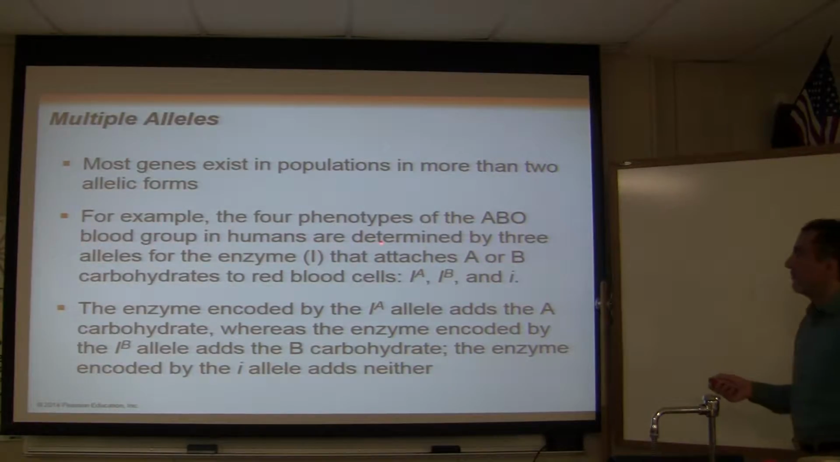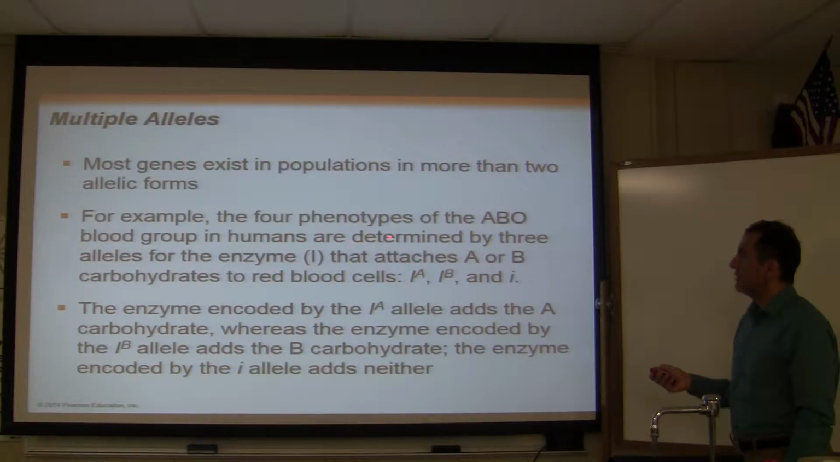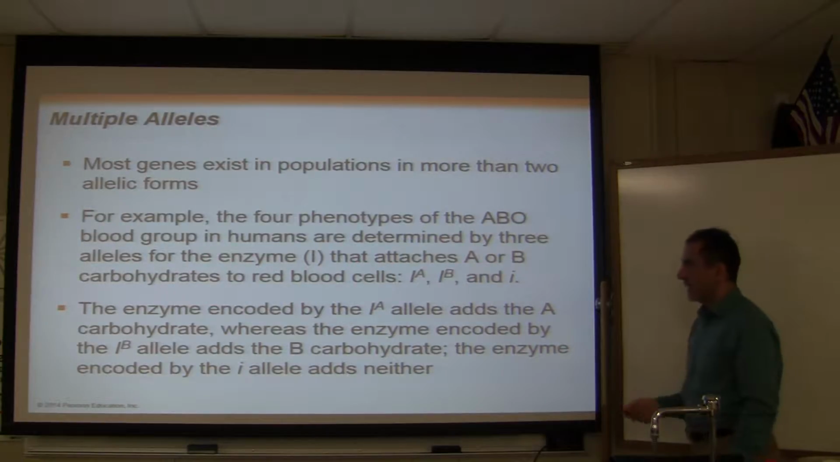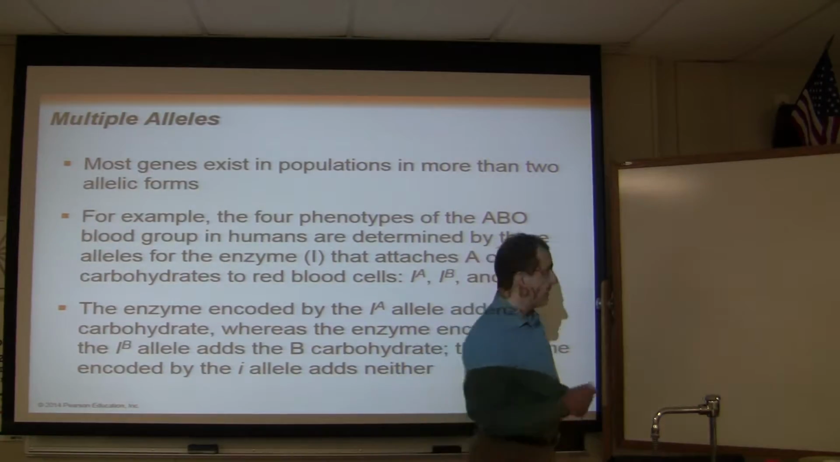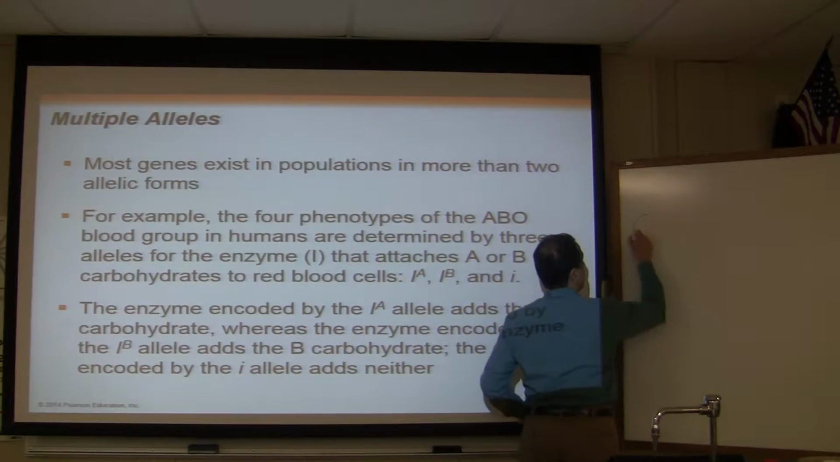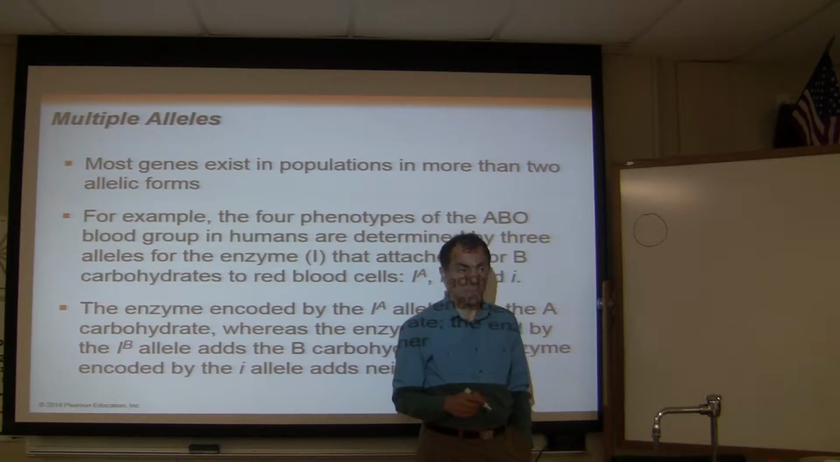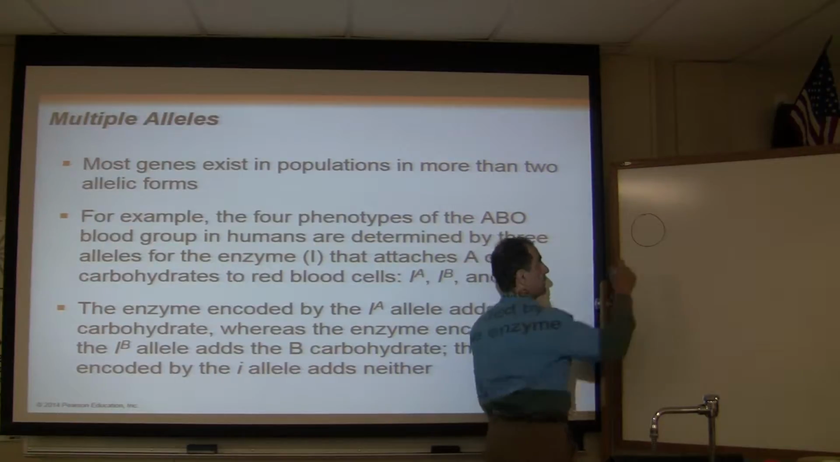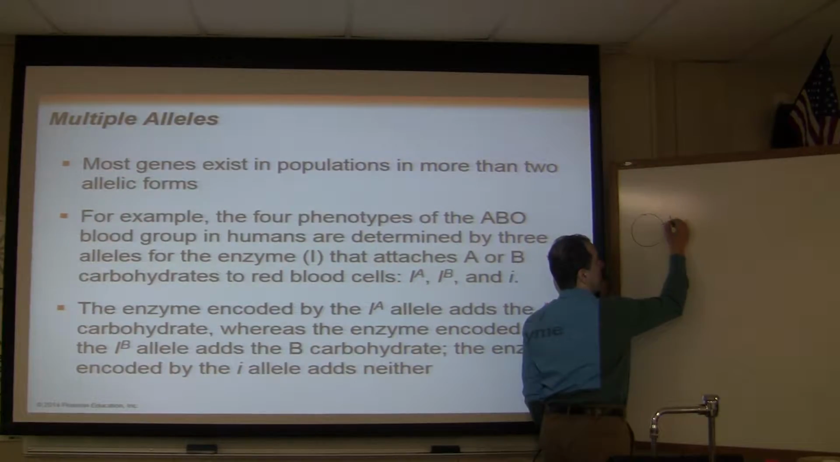So most genes exist in a population in more than 2 allelic forms. For example, the 4 phenotypes of A, B, O blood type groups in humans are determined by 3 alleles for the enzymes I that attaches A or B carbohydrates. What he's saying is that, for example, if this is your blood right here, this is your red blood cells. You have seen them on the microscope, right? Attached to it are protein molecules, they are carbohydrates.